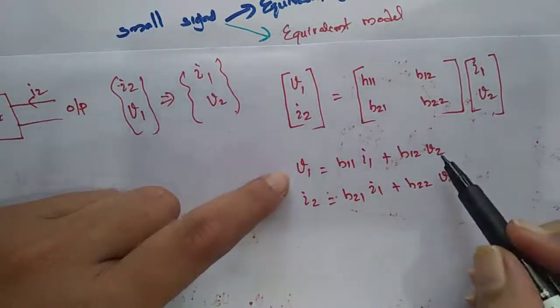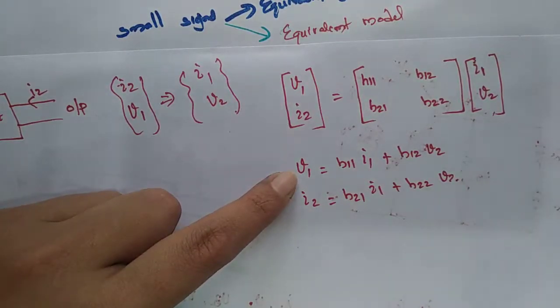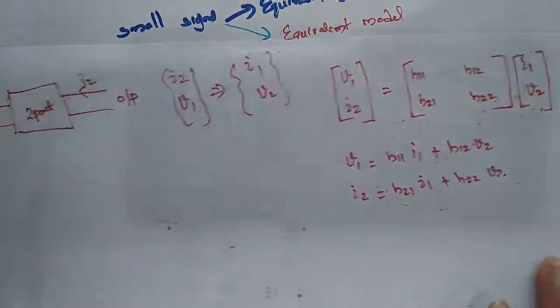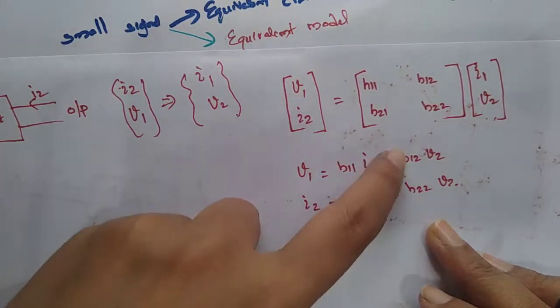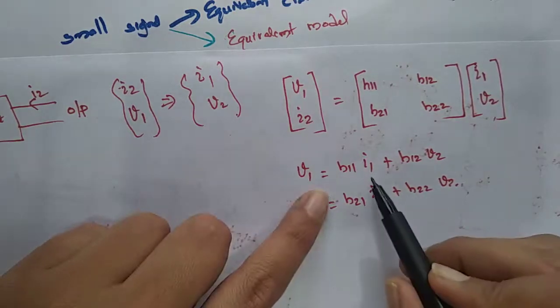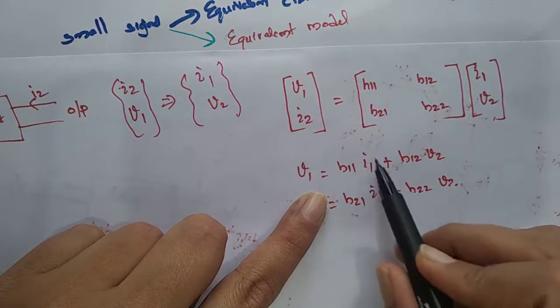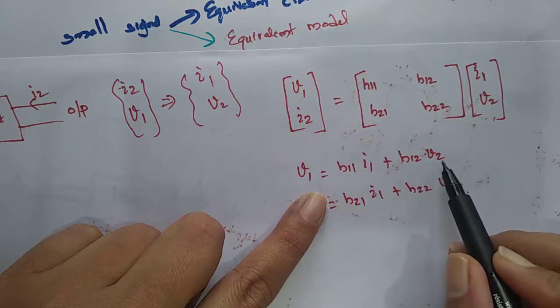Okay, so this is our general condition. Inside this, we have to find out: we don't know what these H11, H12, H21, H22 are. So what should we do? We have to find out H11, H21, H12, H22. How can we find them? We have two independent variables: I1, the input current source, and V2, the output voltage. That is, there is an input current and an output voltage.